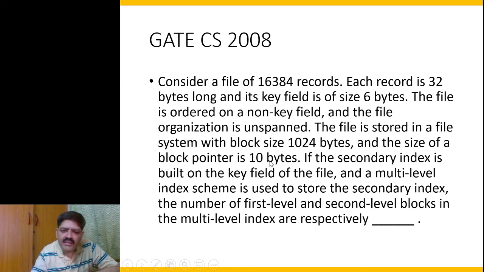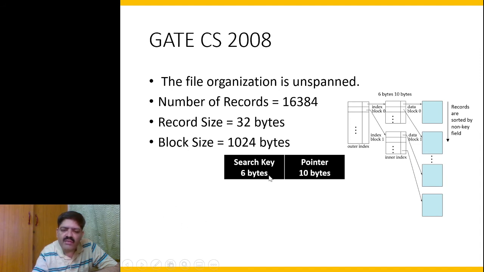So the block pointer is 10 bytes, which is already given to you, and each record is 32 bytes long and its key field is 6 bytes. That's also given to you. Since the key field is 6 bytes, we are going to store the key field over here. So that's why this is 6 bytes as well. Okay, so we have some progress. So we are visualizing a multi-level index. We don't know how many levels we need yet, but it should look something like this, where we have the index entries here and the actual entries here.